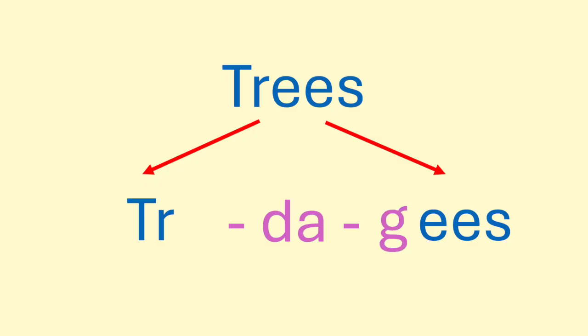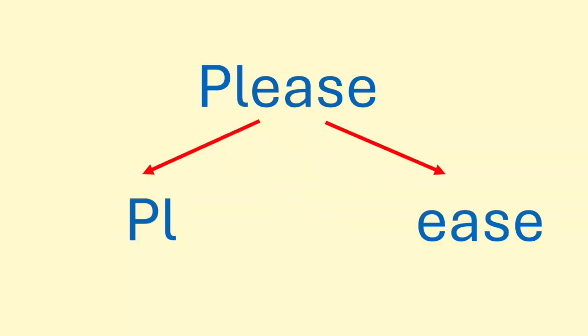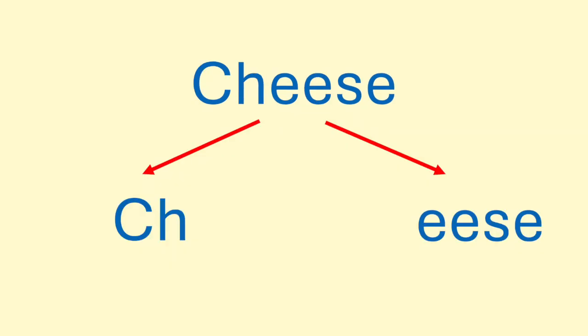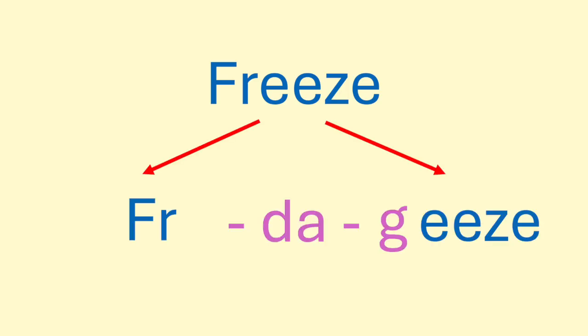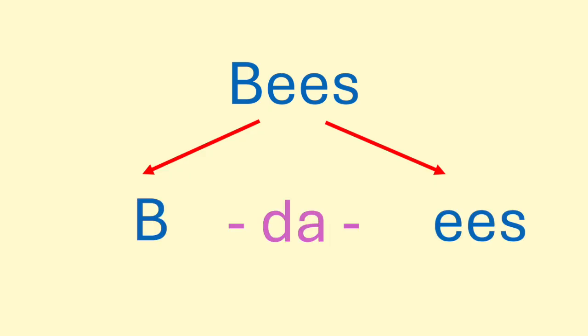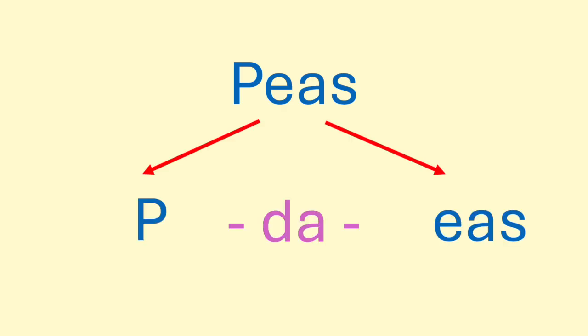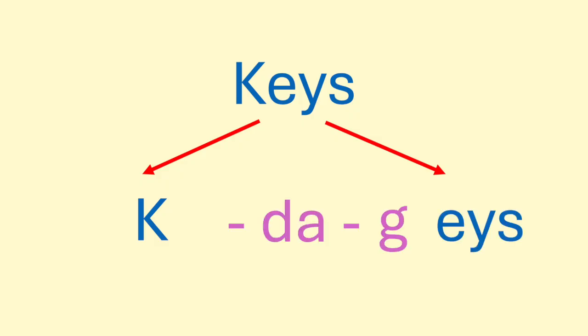Trudogis. Good. Split the word. Ludogis. Chudogis. Fudogis. Split it up. Add your cheese in the middle. Frudagis. Budogis. Pudogis. Put the cheese in. Pudagis. Kudogis. Nice. Kudagis.